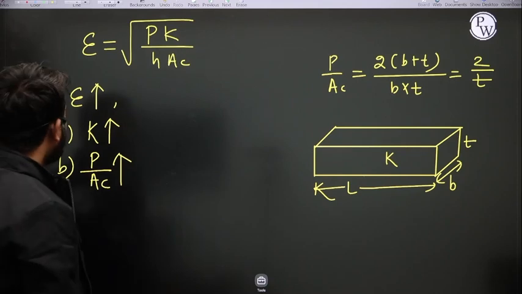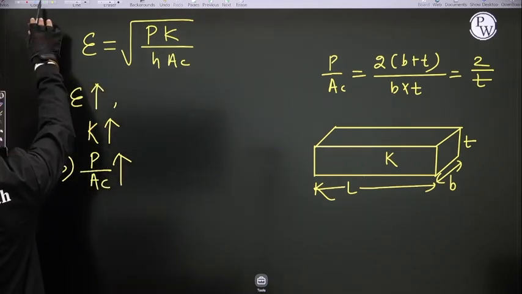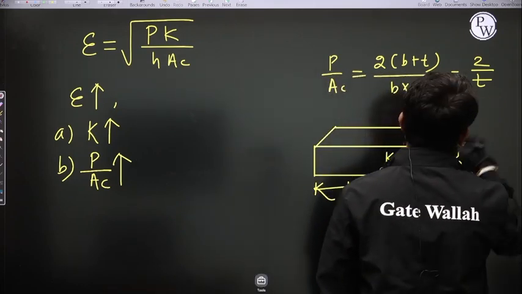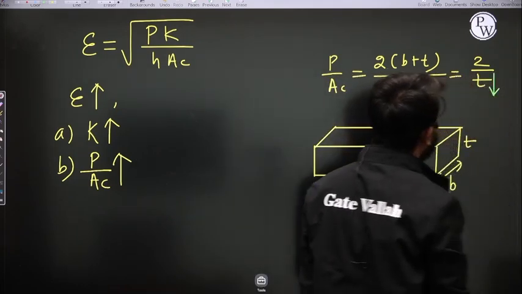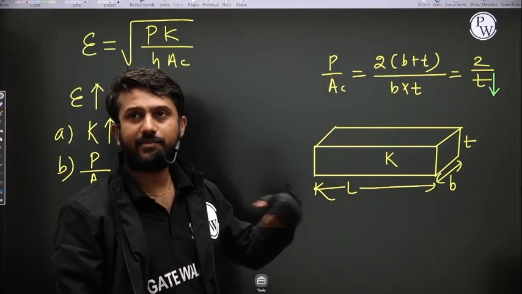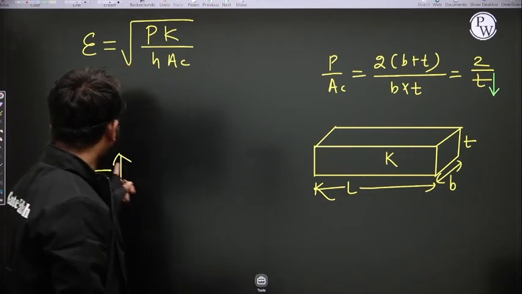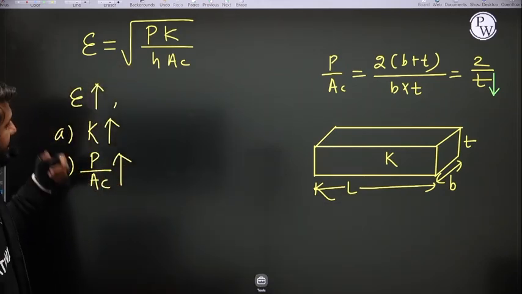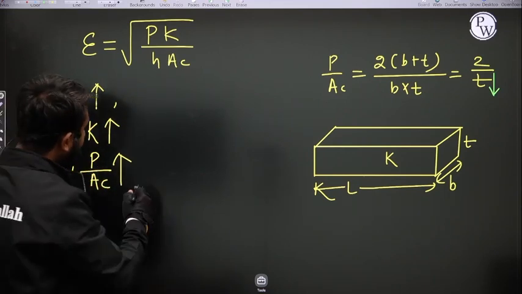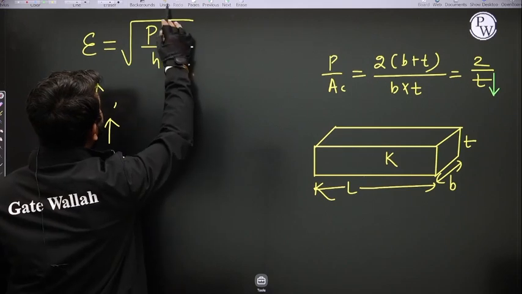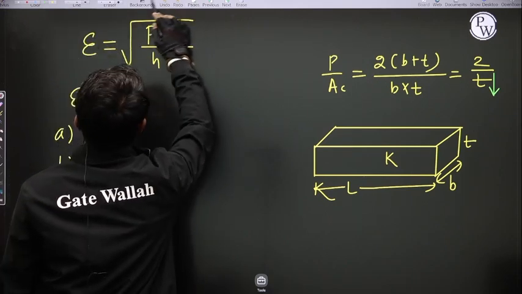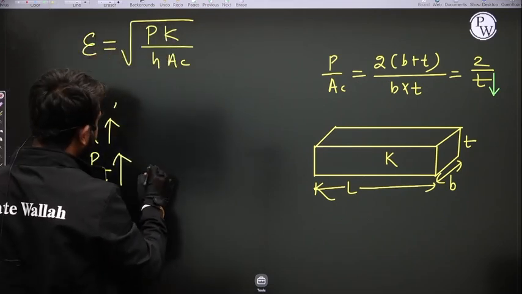Right. So I want to increase this P by Ac ratio. P by Ac ratio should be more, so t should be less. Thickness should be less. If thickness is less, then P by Ac will be more. So to increase the effectiveness, P by Ac ratio increases, or I can say the thickness decreases.